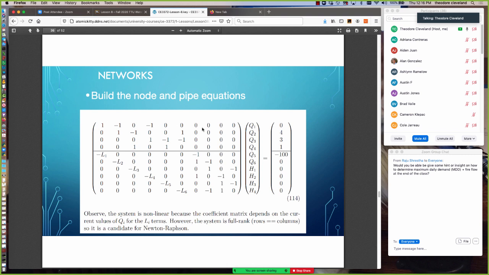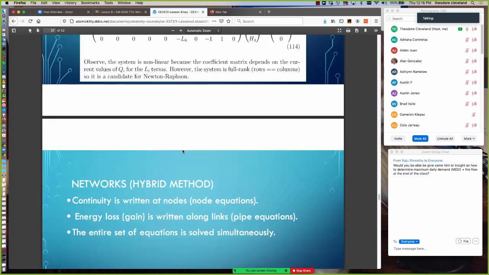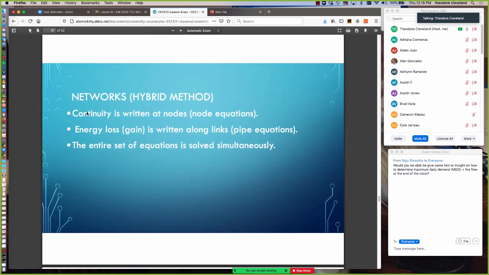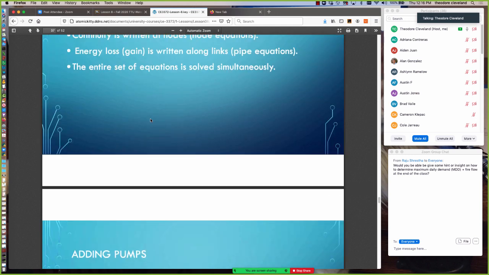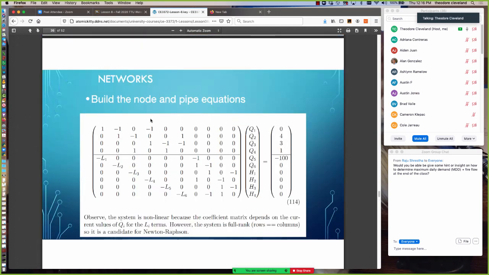But all we need is that matrix to build the model. So that matrix could be thousands of lines long and thousands of columns long. It doesn't matter. As long as we have computer memory, we're good to go. The hybrid method, moving along.